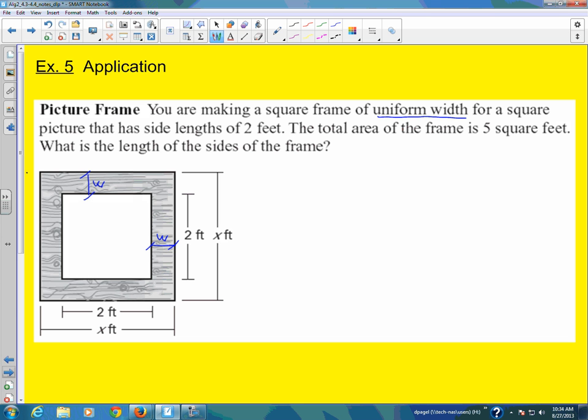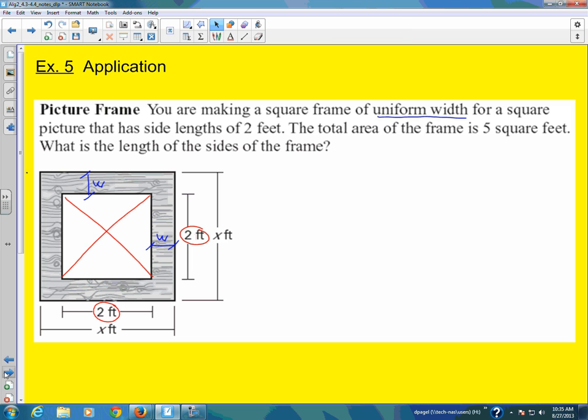It's a square picture, and the picture has side lengths of 2 feet. So here are the 2 feet representing, so inside of here, this area right there is the picture. Then we get this total area of the frame is 5 square feet. What is the length of the sides of the frame?